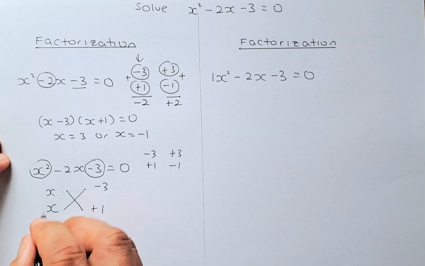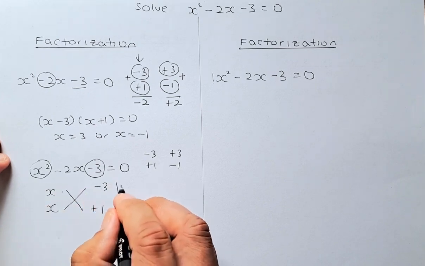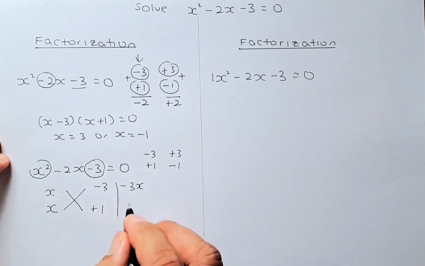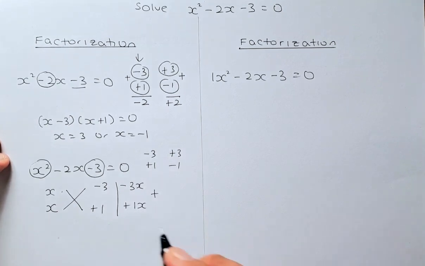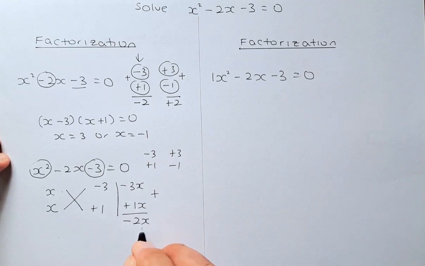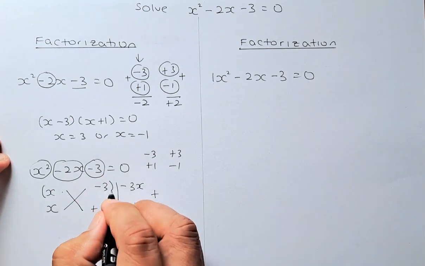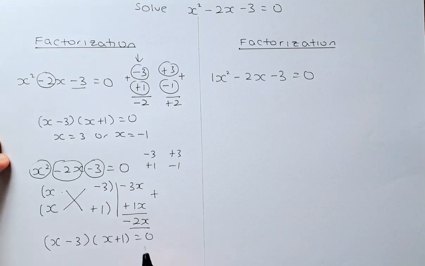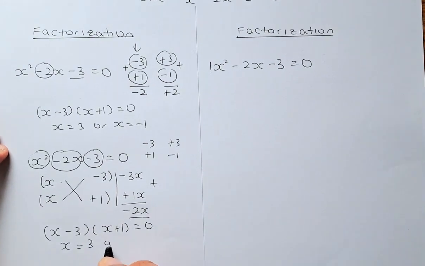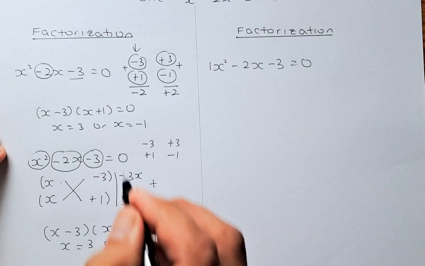Then you multiply. x times minus 3 is minus 3x, and x times 1 is plus 1x. Then you add the 2 numbers together: minus 3x plus 1x is negative 2x, and that's what you get in the middle. So this is a factor, and you put the brackets there. The answer is x minus 3, x plus 1 equal to 0, and again x equals 3 or x equals negative 1, which is the same as in the first way.